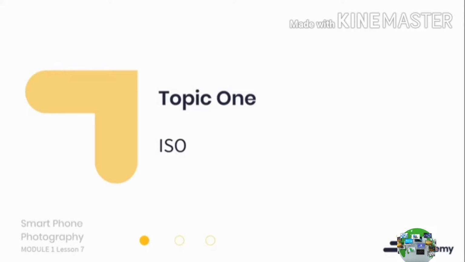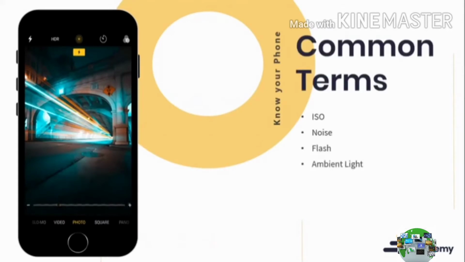how we can use it in our daylight photography as well. So just a couple of common terms to go over as per usual that are going to come up throughout this lesson. Of course, we have ISO. We're going to talk about noise. We'll talk about flash, and we'll talk about ambient light a little bit later on in the lesson as well.